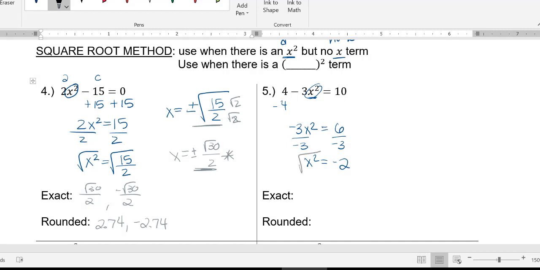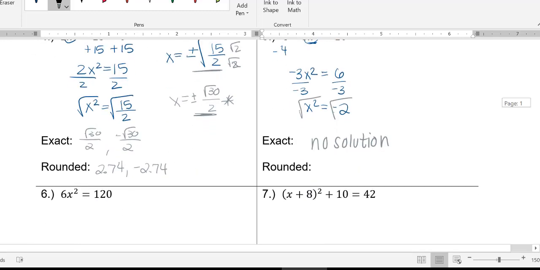Then at this point, take the square root of both sides. Oh boy, we don't know the square root of negative 2. In fact, there is no real square root of negative 2, no real solution. So we have no solution. This quadratic will not cross the x-axis. We'll have no roots, no solutions, and we are done.